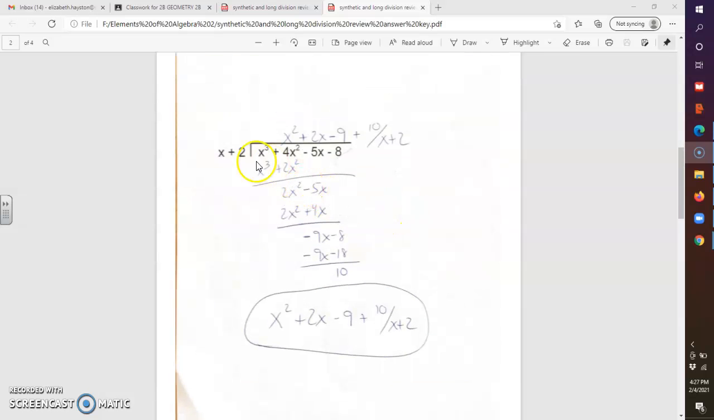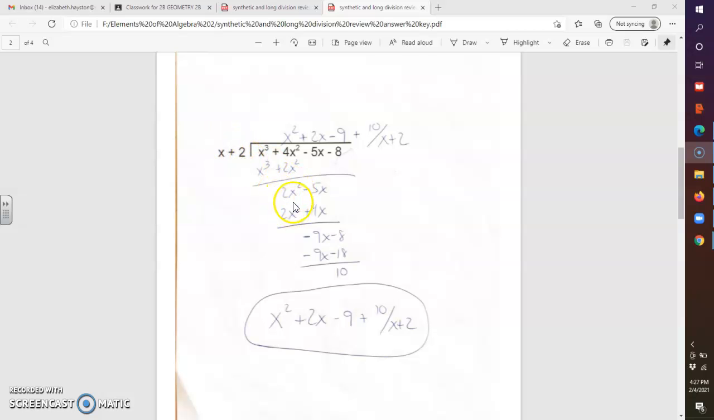Now as we go to long division, the key here is the first term. What times x will give me x cubed? It's x squared. X squared times x is x cubed. X squared times 2 is 2x squared. The big thing is that the first term gets eliminated. X cubed minus x cubed, it disappears. 4x squared minus 2x squared is 2x squared.